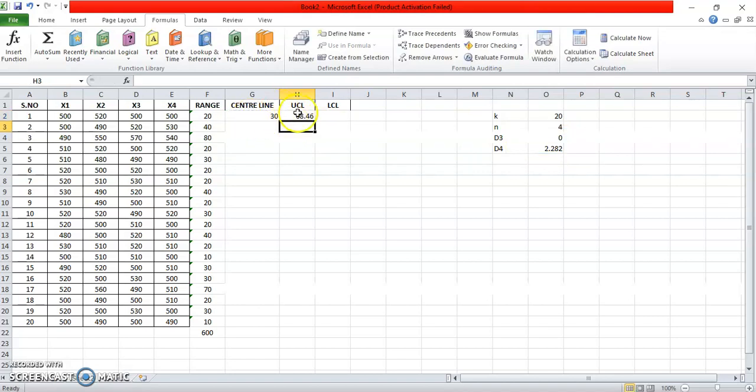that is the central line. And what we are going to do here is put a dollar sign. So this is your upper control limit, and for your lower control limit, your formula is D3 into R bar. Why is it 0? Because the value of D3 is 0 as per the table value for n equal to 4.